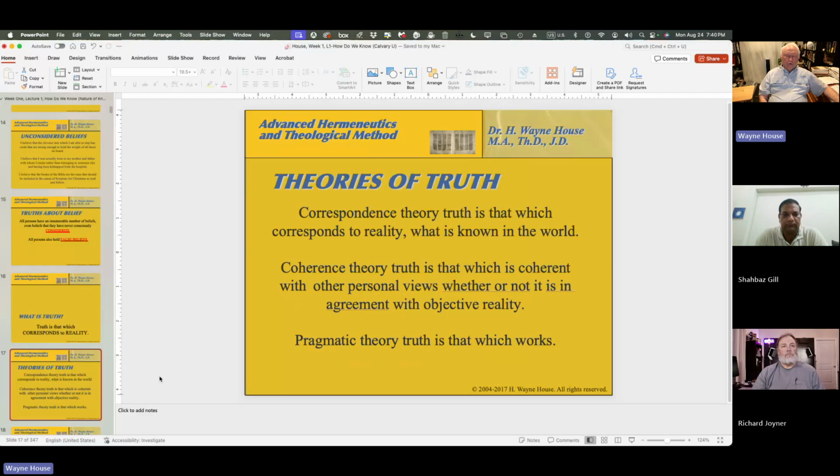Theories of truth. Correspondence theory of truth is that which corresponds to reality, what is known in the world. Coherence deals with that which is coherent with other personal views, whether or not it is in agreement with objective reality. Pragmatic is something you find out by your actions, that which works. It's better to have a pragmatic understanding of truth than just, I believe it. In other words, you at least have some basis upon which you make a statement. Are we with each other?